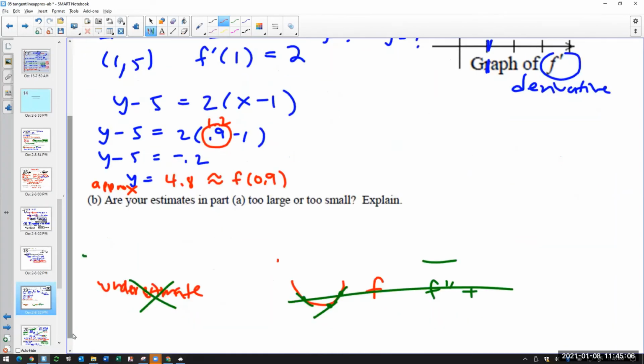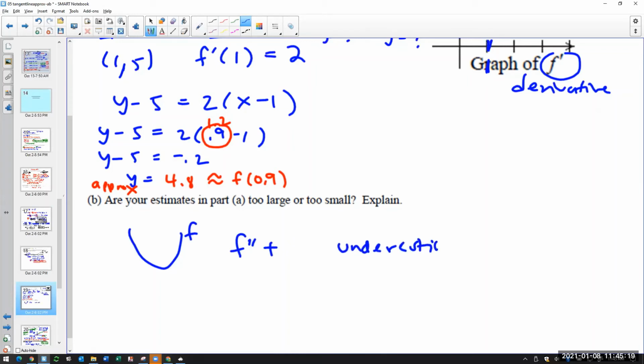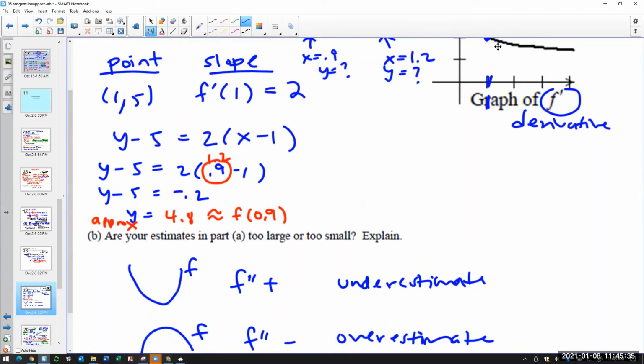Remember what I said, how do you figure out if something's an overestimate or an underestimate? Okay, so if this is f, this is concave up, right? So if f prime is positive, then what do I have? An underestimate, okay? If f prime is negative, then I have an overestimate. Well, I don't know my f. I'm sorry, I don't know my f double prime, but I do know my f prime.